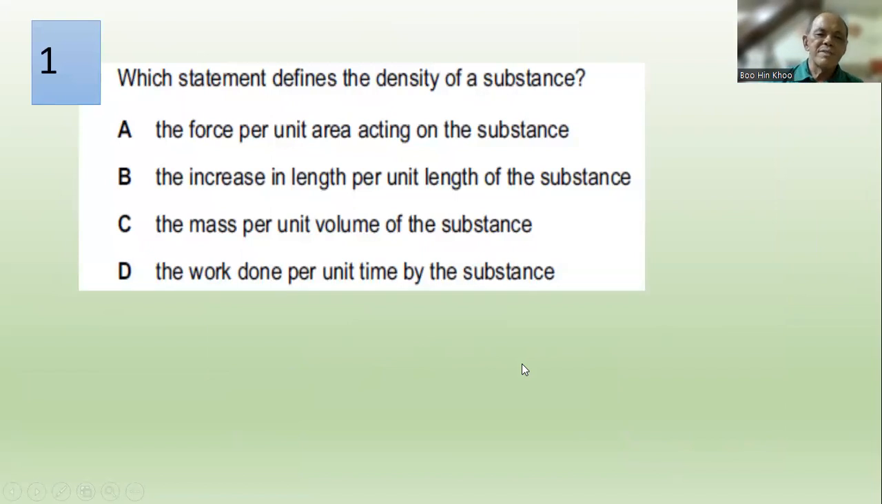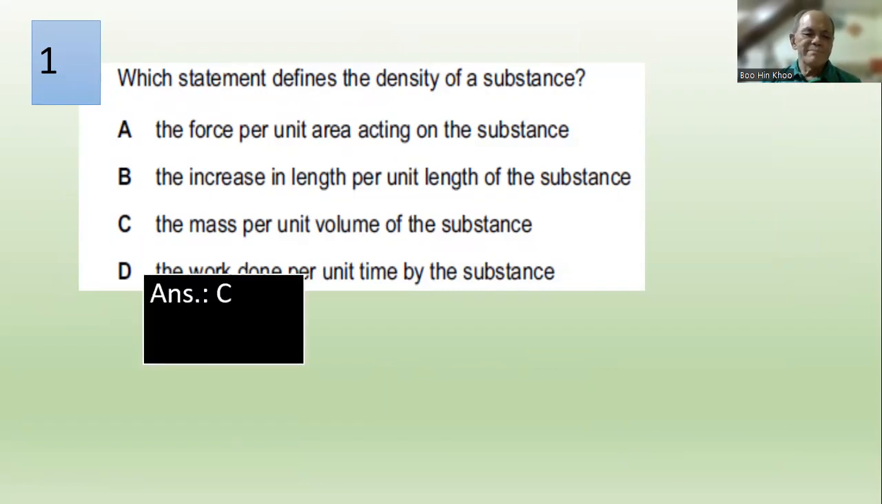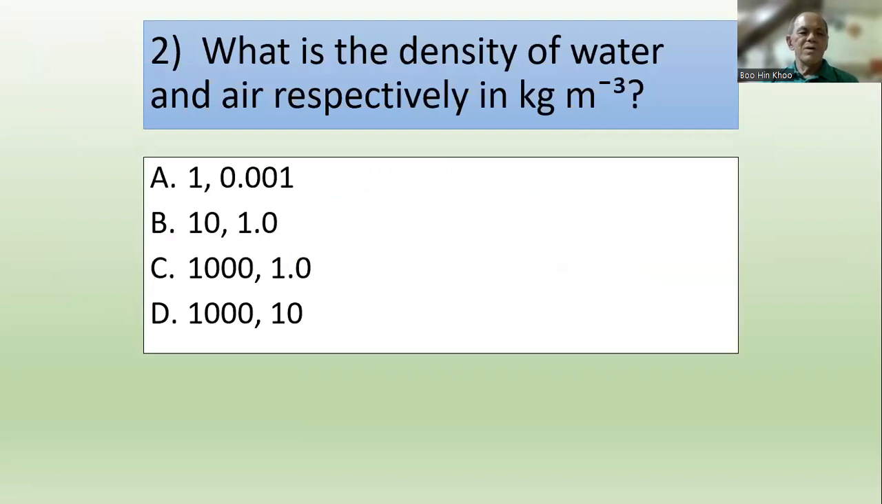Which statement defines density of a substance? Have a go. C, correct. What's the density of water and air respectively? It's in kilogram meter minus 3. So correct, C.